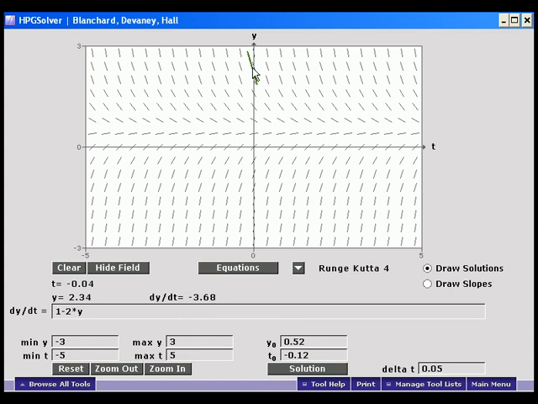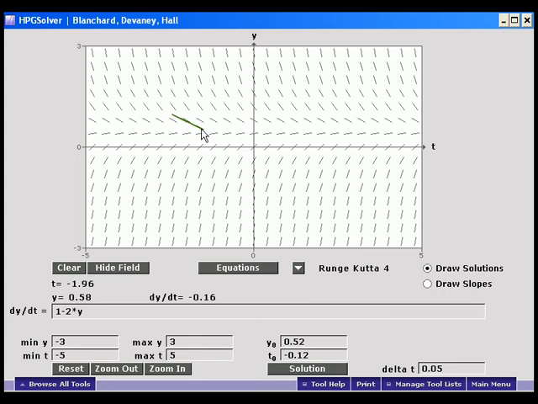Go up here, the slope is negative. y is about 2, I guess. So 1 minus 4 is minus 3 or so. So the slope is about minus 3. It doesn't matter what t is. You go backward, forward, it's the same. So you could tell just by looking at this slope field that the right-hand side is a function of y only. In other words, that it's an autonomous problem.